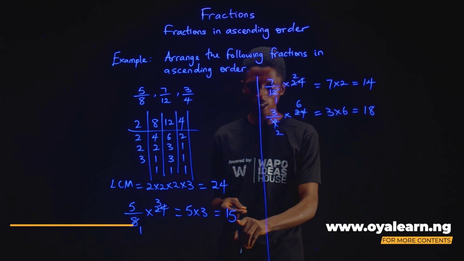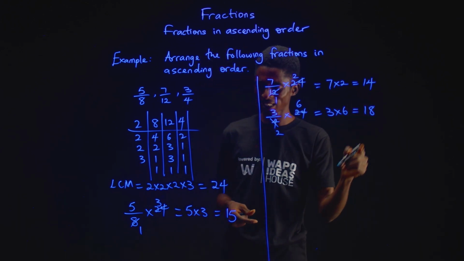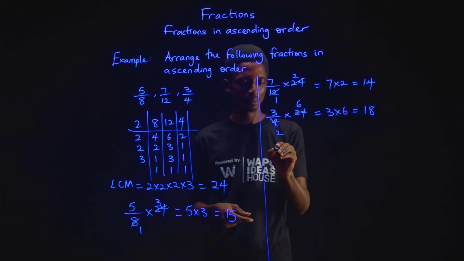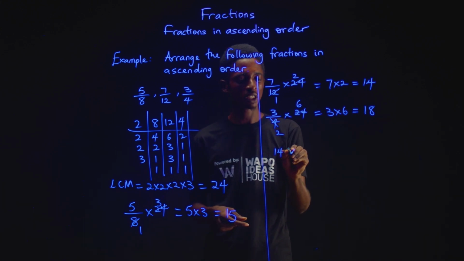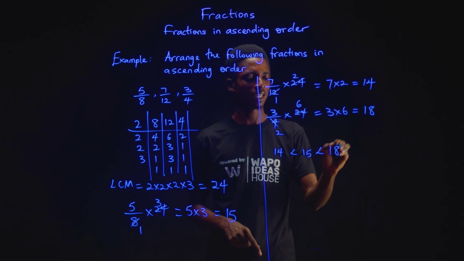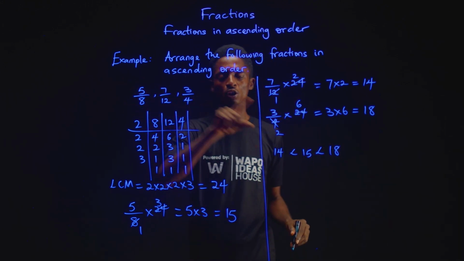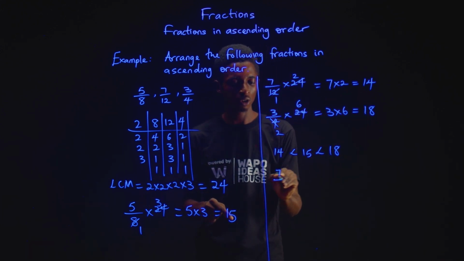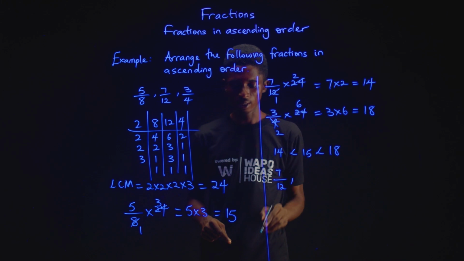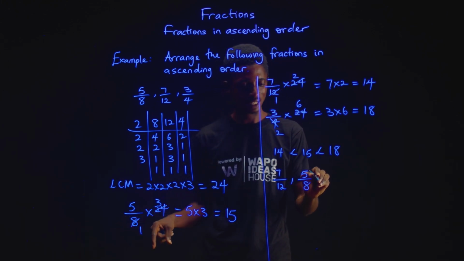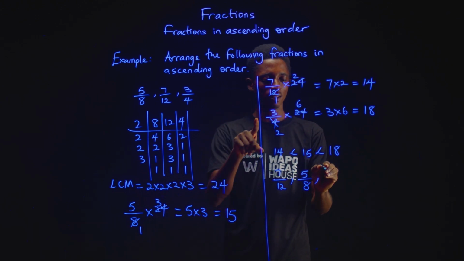Now we arrange 15, 14, and 18 from the smallest to the biggest. And the smallest is 14, which is less than 15, which is less than 18. Therefore, these fractions in ascending order will be 7 over 12, followed by 5 over 8, and then 3 over 4.